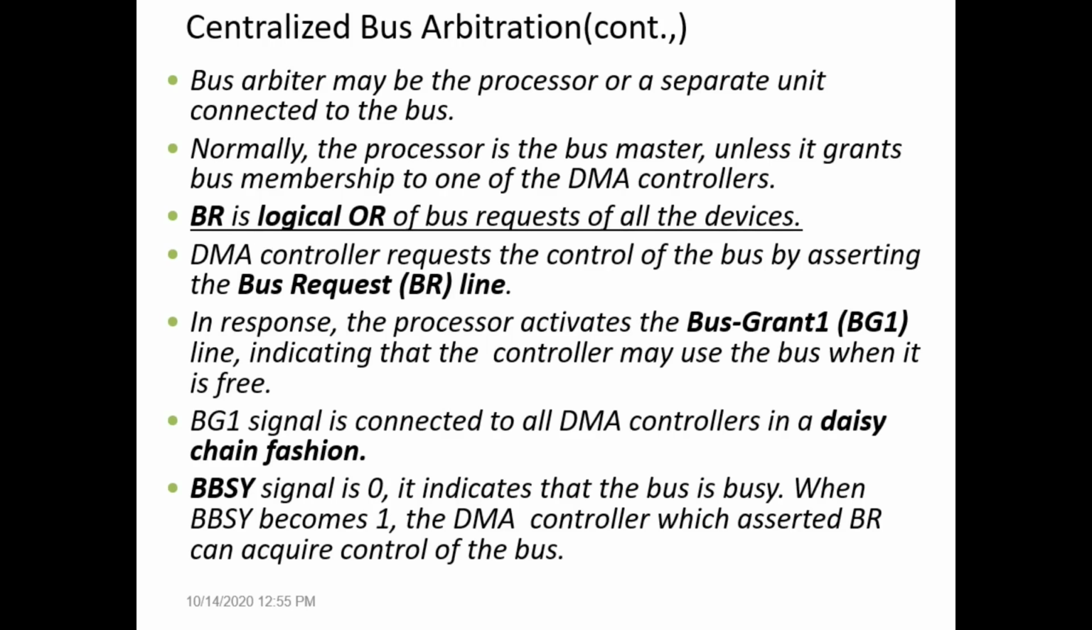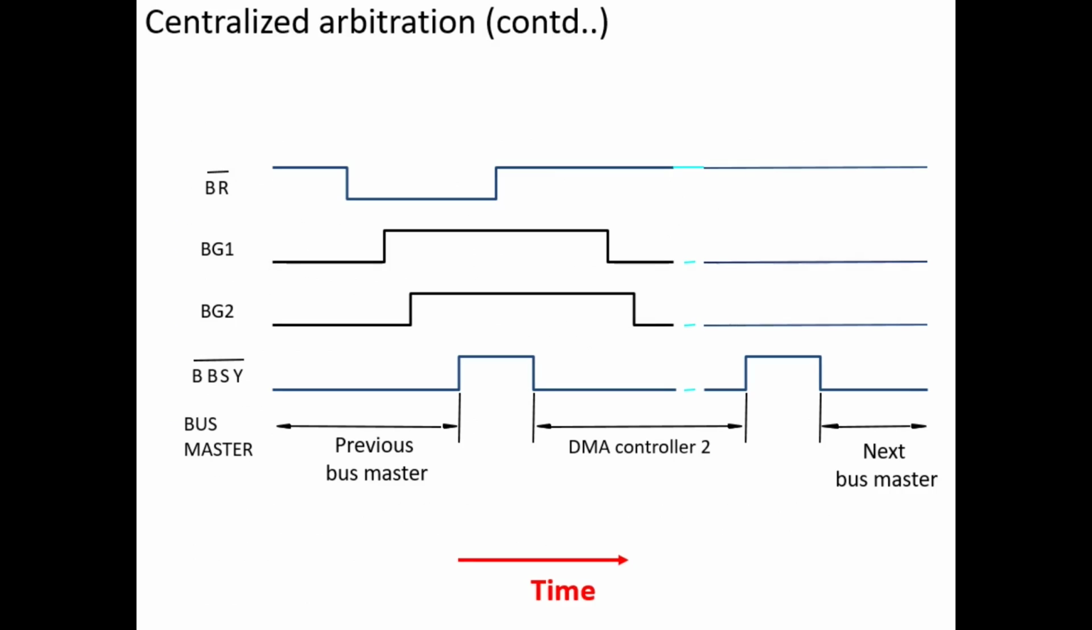This is the timing diagram of the previous explanation, where they have shown how the bus request, bus grant and bus busy signals are used in the centralized arbitration process. Here let us take that DMA controller 2, or device 2, wins the bus arbitration process, meaning it becomes the bus master. Let us see how exactly it works.